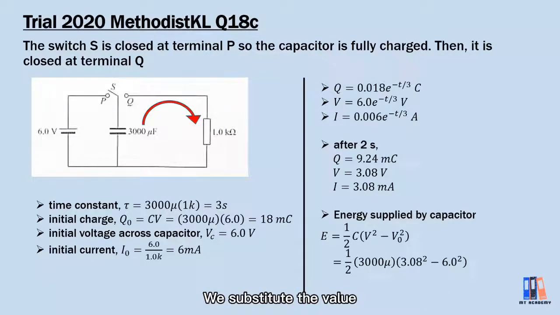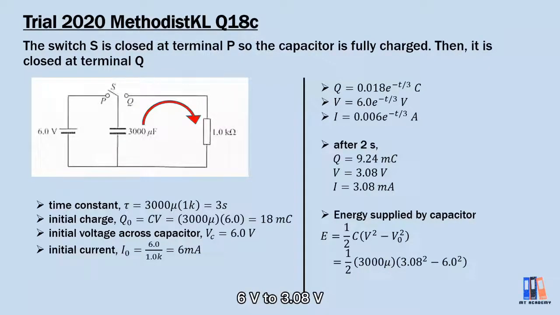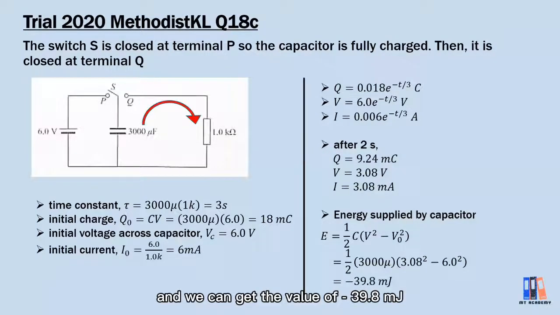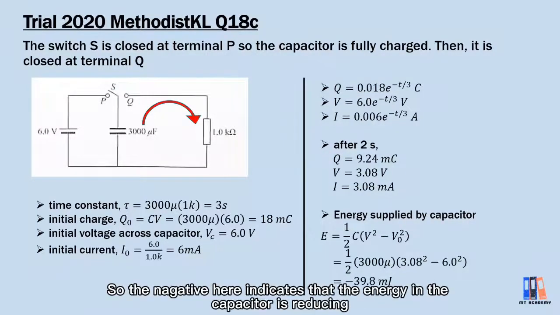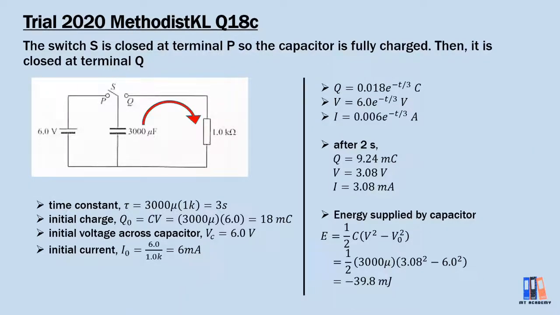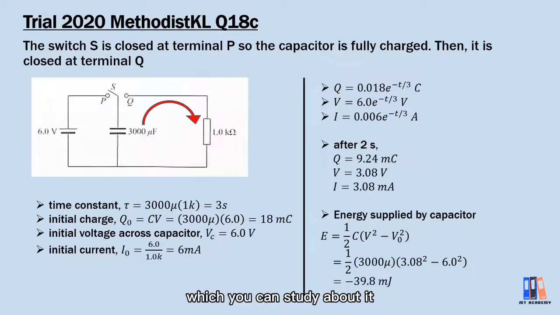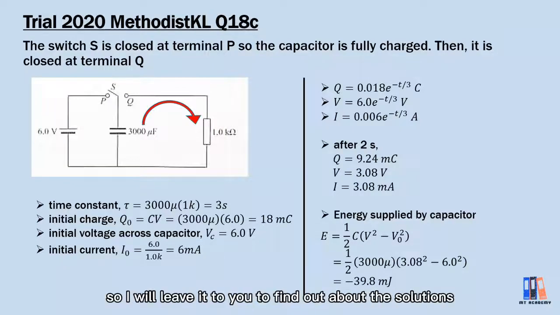So we substitute the values, where the voltage across the capacitor is reducing from 6 volt to 3.08 volt. And we get the value of negative 39.8 millijoule. The negative here indicates that the energy in the capacitor is reducing, and it is lost as heat energy through the resistor. There is also an alternative solution in the trial paper, which you can study. It uses the formula energy equal to VIt, so it is not very difficult. I will leave that to you to find out the solutions.